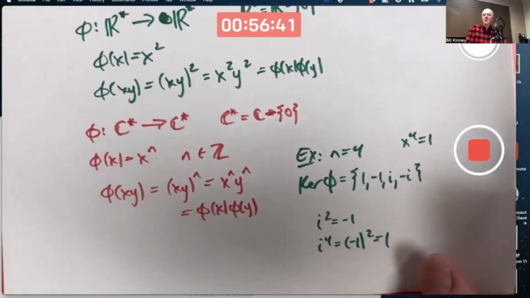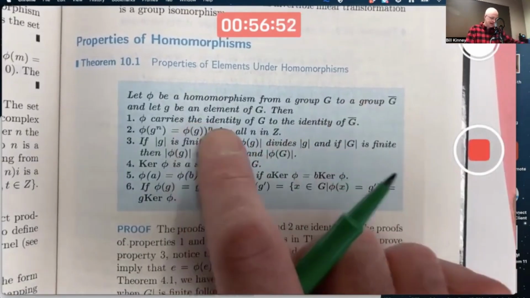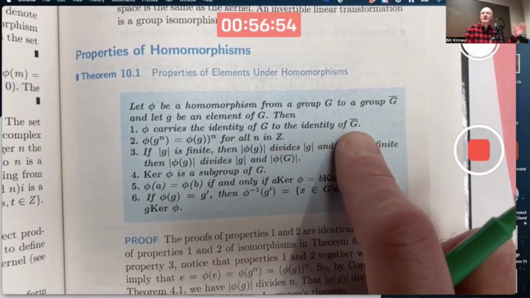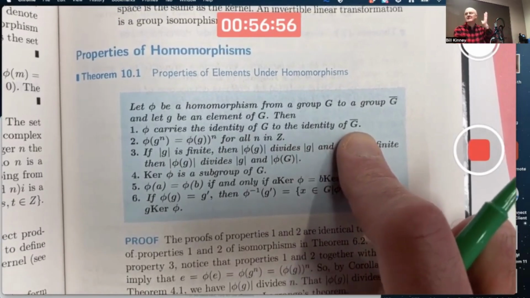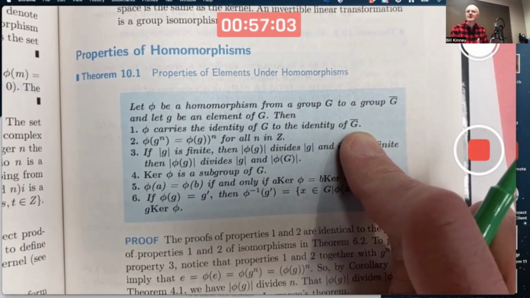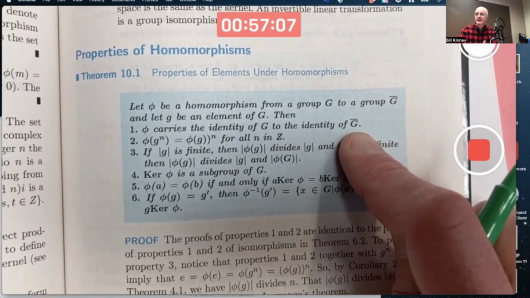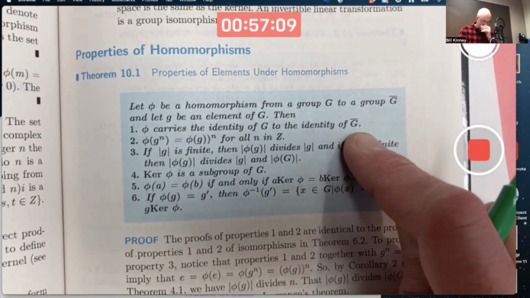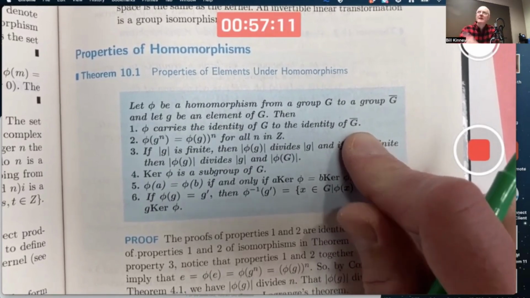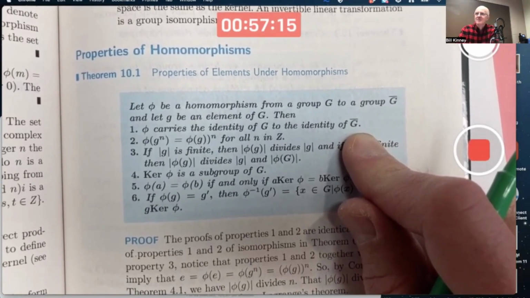You should know the properties of homomorphisms. Just like isomorphisms, they carry the identity of G to the identity of G bar. That happened with isomorphisms too. That's not surprising. Isomorphisms are homomorphisms, so if it's true for homomorphisms, it's got to be true for isomorphisms. We did prove this one day, and we did one proof using onto, but we also did a proof that did not use onto when we proved it for isomorphisms.